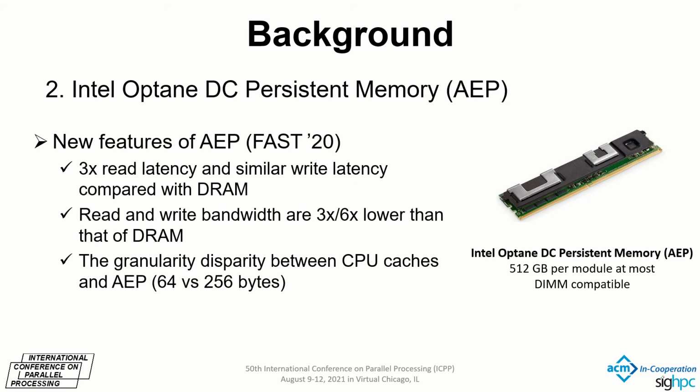Intel Optane DC persistent memory module, AEP, the first commercial product of NVM, shows some new features that are different from the previous assumptions: higher read latency, lower bandwidth, and block access granularity compared with DRAM. It is reasonable to build up hybrid memory to give full play to the complementary advantages of DRAM and NVM.